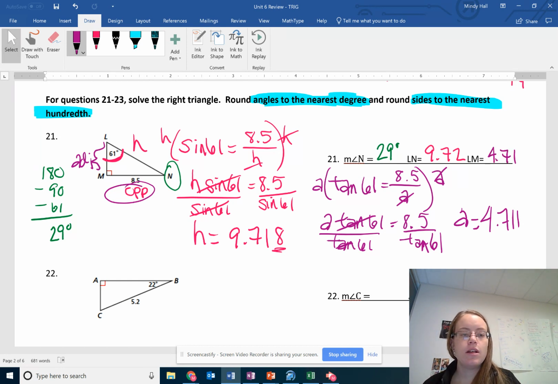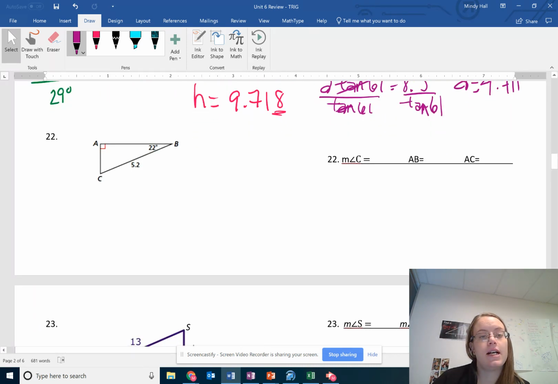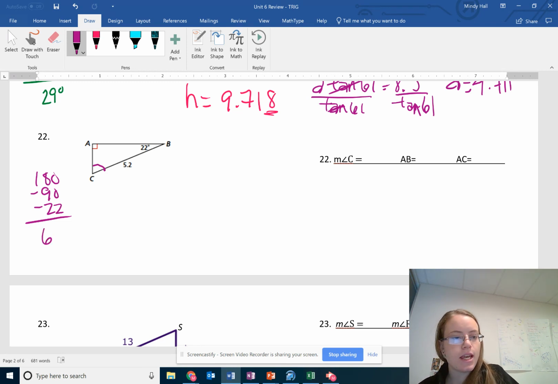Okay. So for number 22, we do the exact same thing. So we are given one angle measure, which is really nice because then we can just subtract from 180. So 180 minus 90 minus 22, and that would give us 68 degrees. So angle C is 68 degrees.